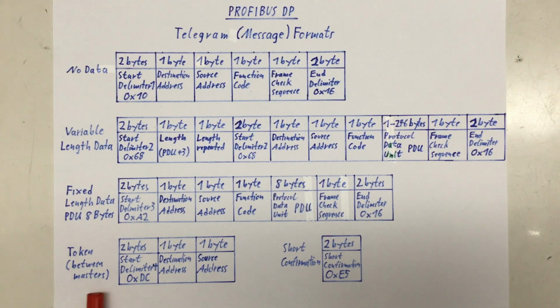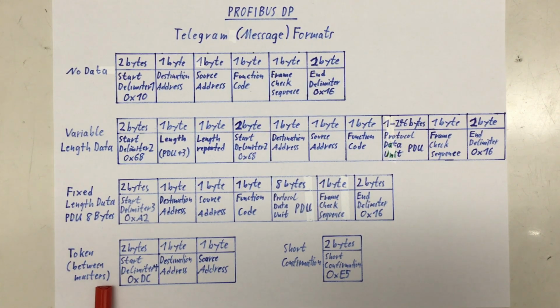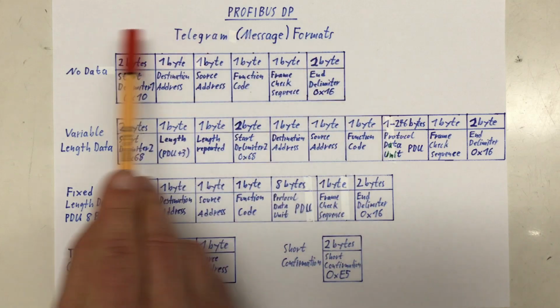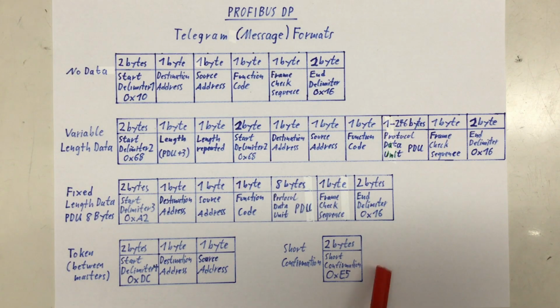The token telegram is only passed between masters, and it's used to pass control over the bus from master to master. Its start delimiter has the hexadecimal value DC and then follows a destination address, a master, and a source address, also a master. Finally, we have the short confirmation telegram. It's just 2 bytes long and carries a hexadecimal value of E5. It's used in cases where you don't want to use that large no data telegram just to confirm that you've received a message.